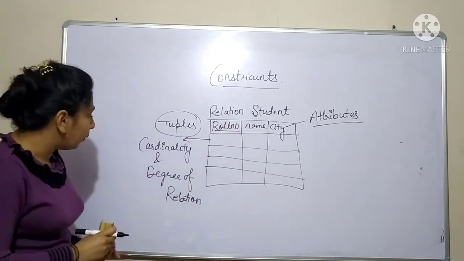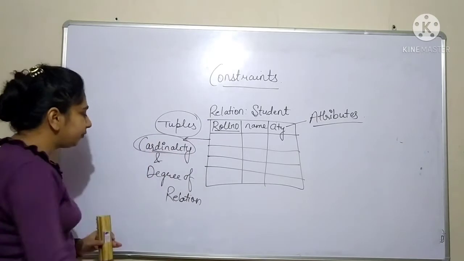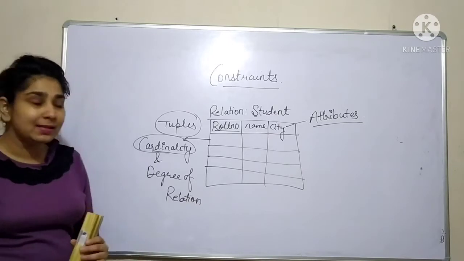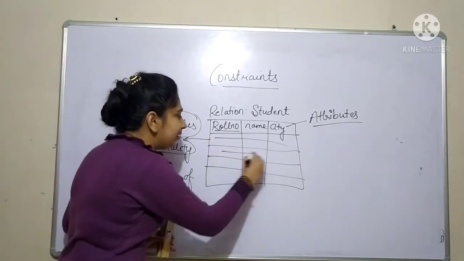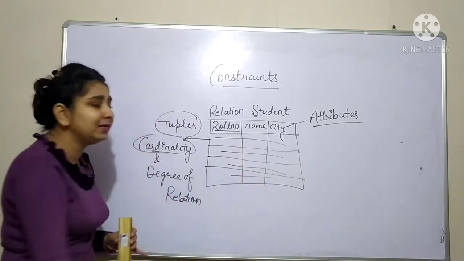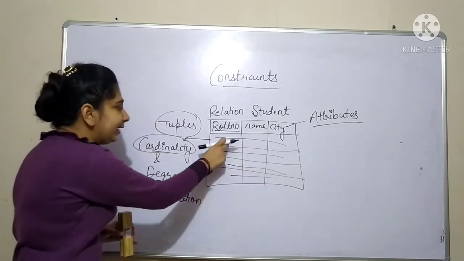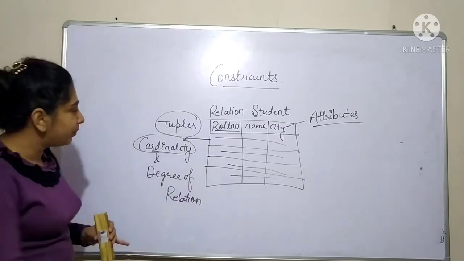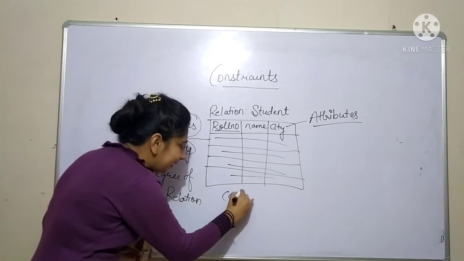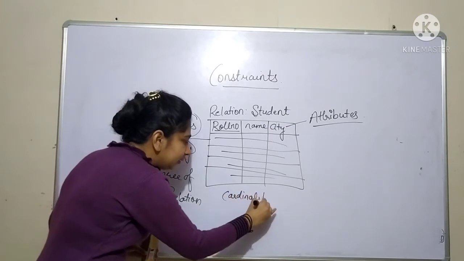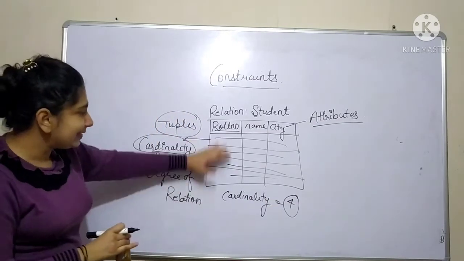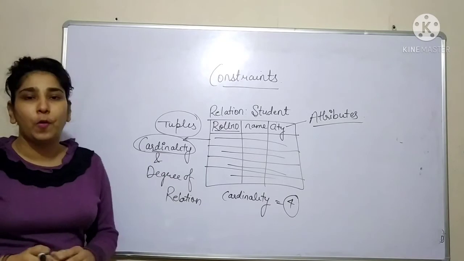Now what is the cardinality of the relation? The cardinality of the relation is the number of tuples, the number of rows you have in your table. We have 4 tuples present in the table, so the cardinality of this table is 4.